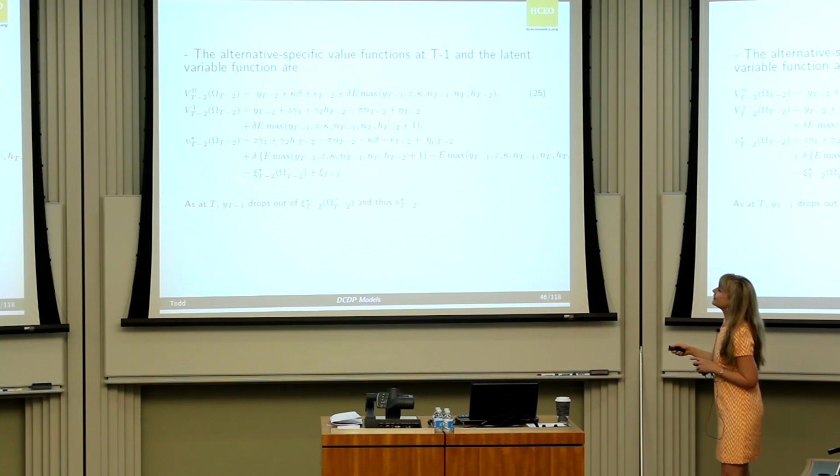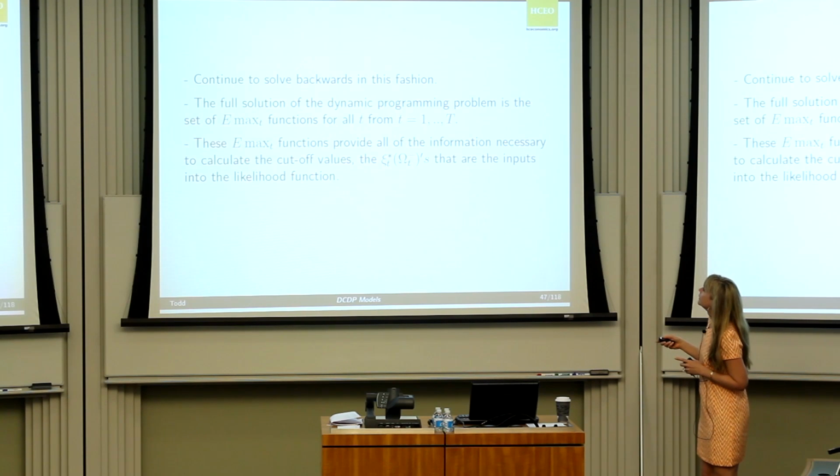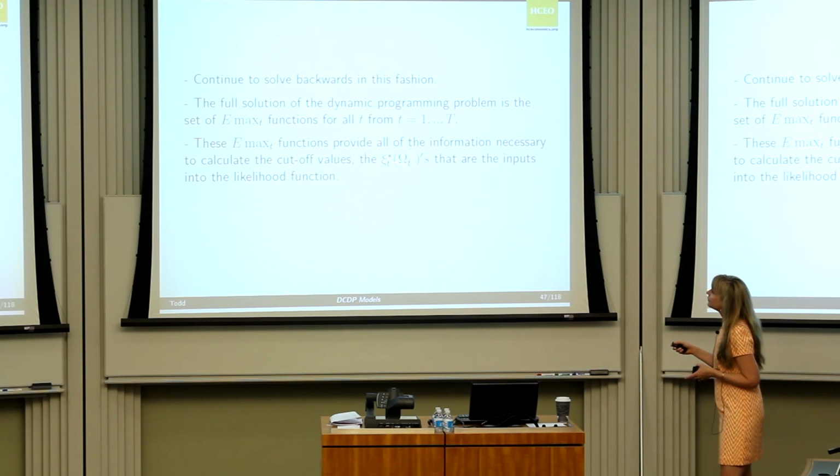And the reason we need this is because you need the cutoffs. Those cutoffs enter the likelihood. Okay, so you continue to solve backwards. The solution to the dynamic programming problem will be the Emax functions, and those are going to be inputs into the likelihood, right? And so once you have the Emax functions, then you have all the ingredients to calculate the cutoff values that go into the likelihood equation.